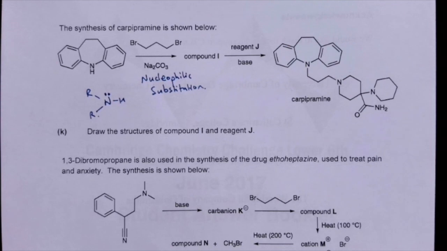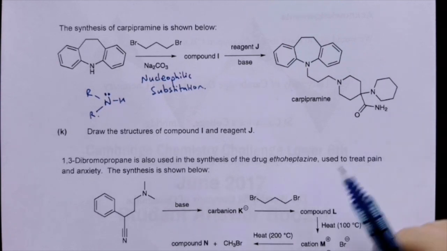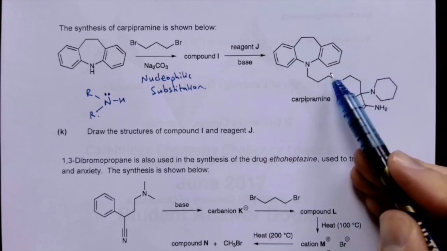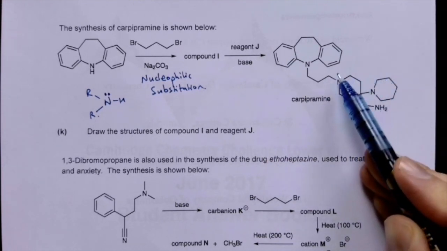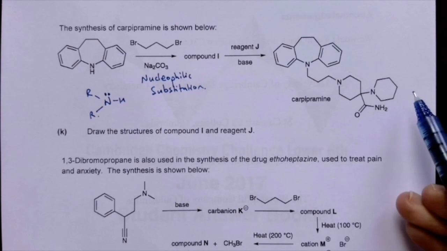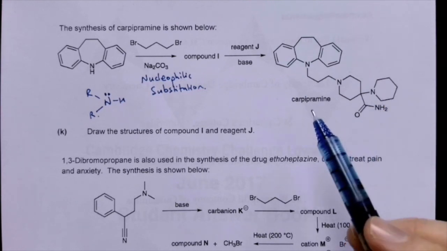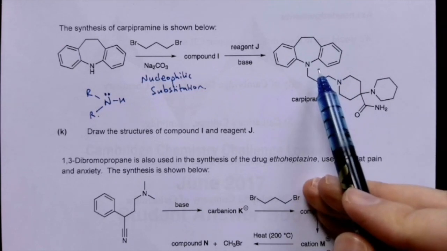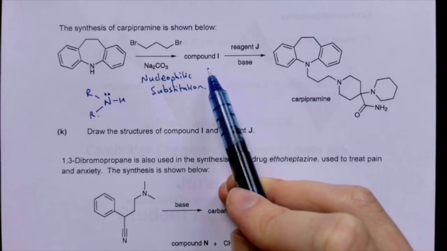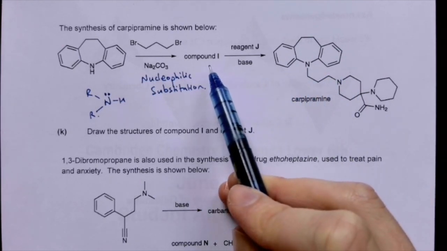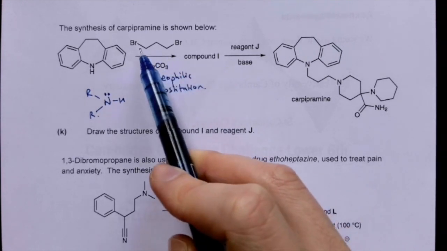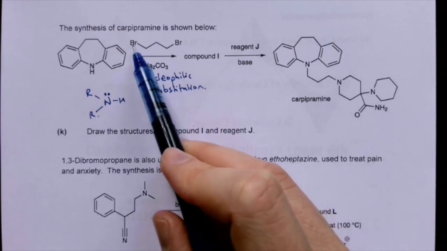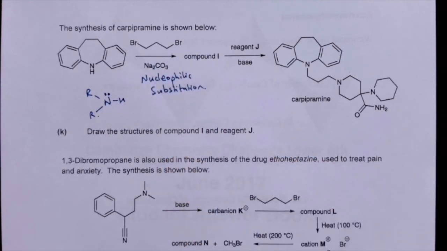And then in terms of what compound J is, well, compound J is going to have something to do with this extra bit here, isn't it? And the reaction to form this is the same reaction to form compound I. Remember, 1,3-dibromopropane can undergo nucleophilic substitution twice because it's got 2 bromine atoms.